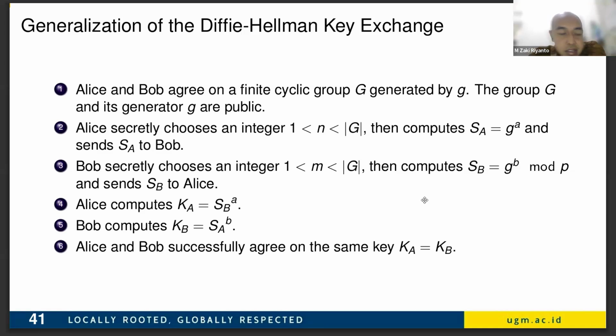Then Alice knows the value of A and SB, and Alice computes the key KA equal to SB to the power of A, and Bob computes KB, SA to the power of B. Alice and Bob successfully agree on the same key, KA equal to KB.